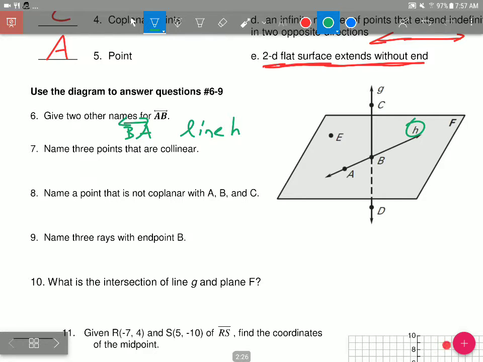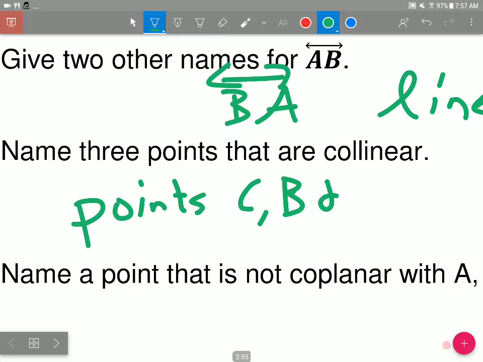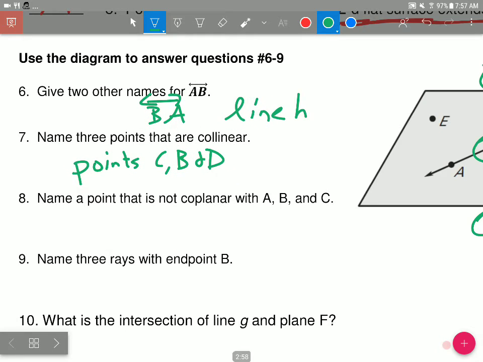Name 3 points that are collinear. Well, I think the only options are these guys right here, because A and B don't have anything else along that line. F is not a point, it's labeling the plane. Same with H. So I think your options are C, B, and D. Points C, B, and D.